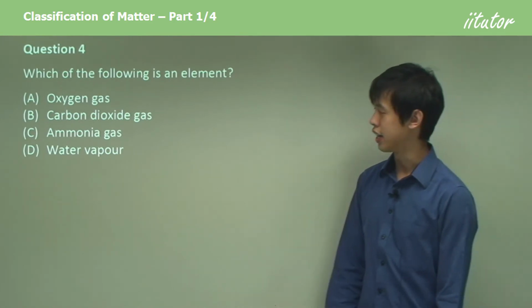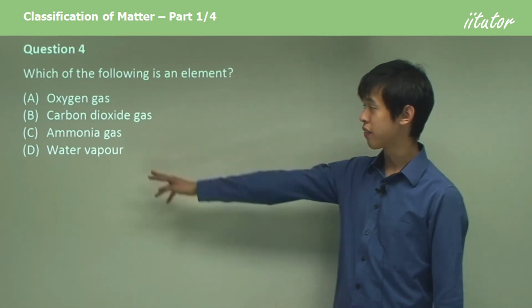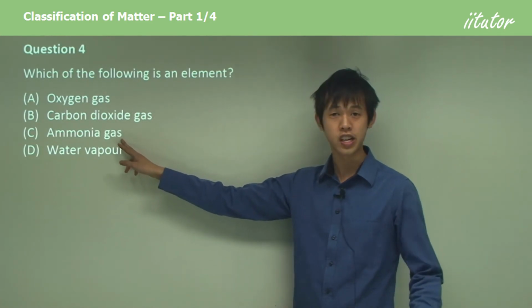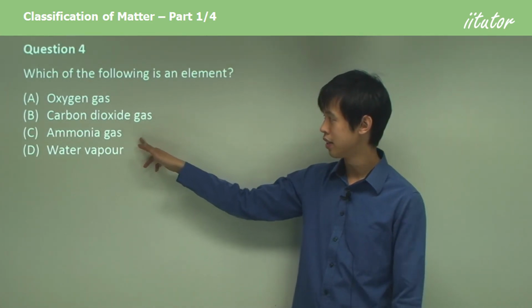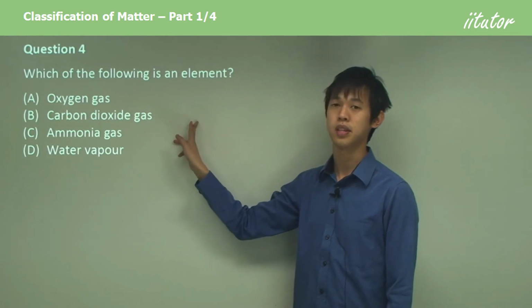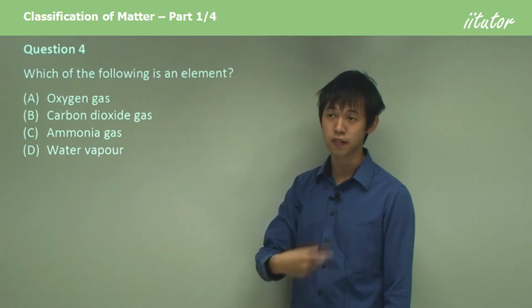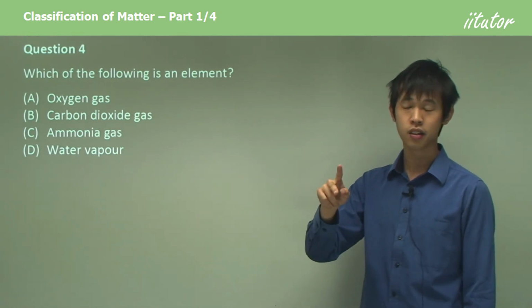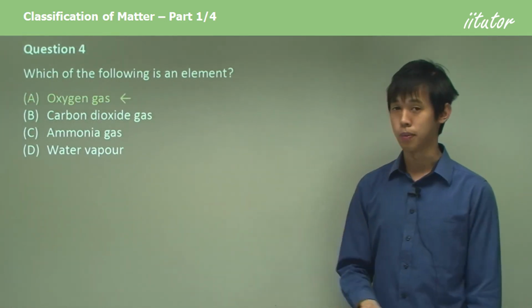Which of the following is an element? We know water vapor is definitely not an element. Ammonia is NH3, so that's definitely not an element. And we know carbon dioxide isn't an element. But oxygen gas, even though it exists as a molecule of two oxygen atoms combined together, is still an element, okay?